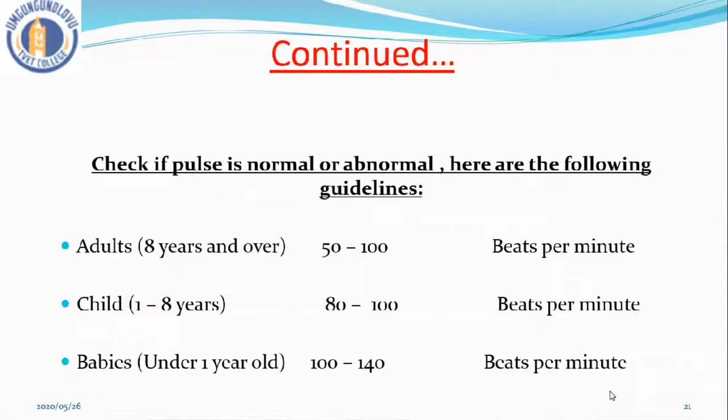So how do we determine how many beats there should be? To check if the pulse is normal or abnormal, here are the following guidelines. In an adult that is 8 years and over, your beats should be 50 to 100 beats per minute. In a child that is 1 to 8 years old, it should be 80 to 100 beats per minute. In babies or infants under 1 year old, it should be 100 to 140 beats per minute.